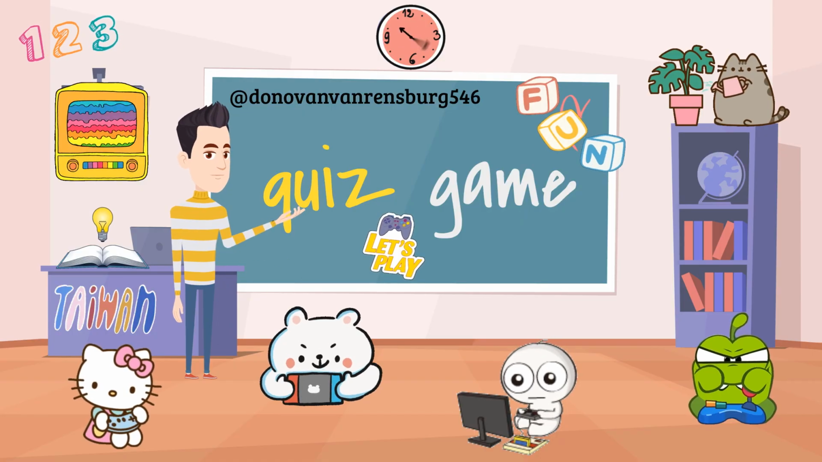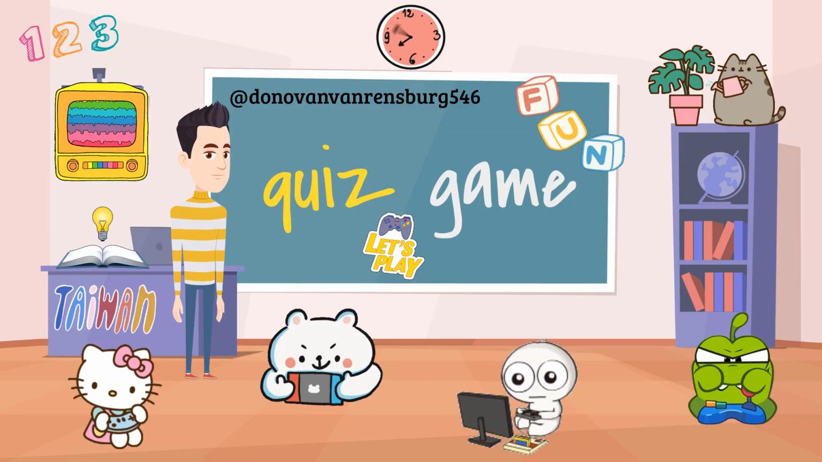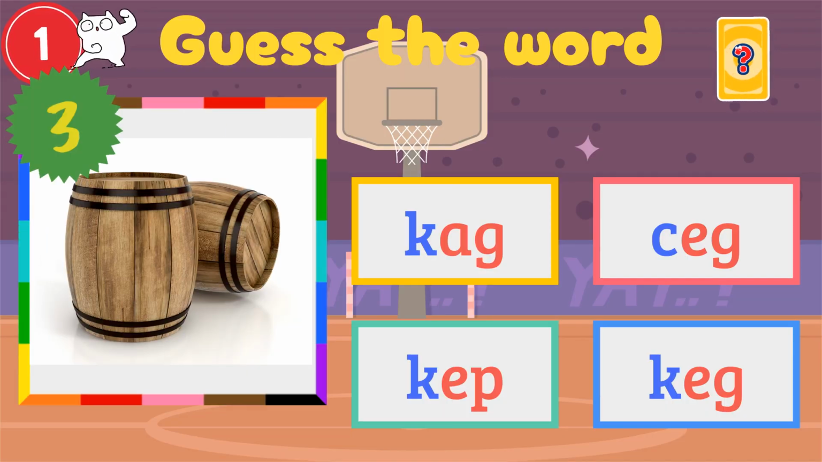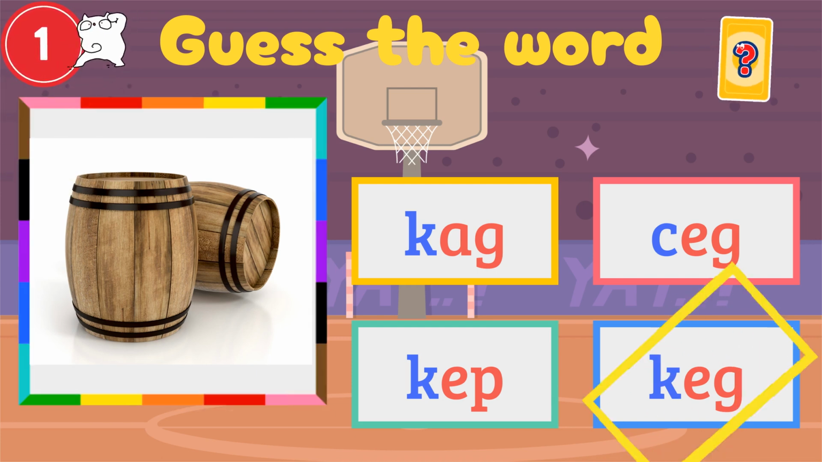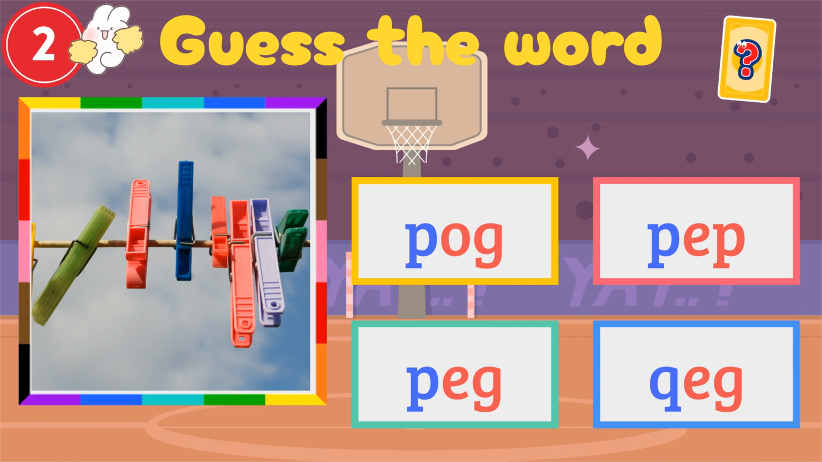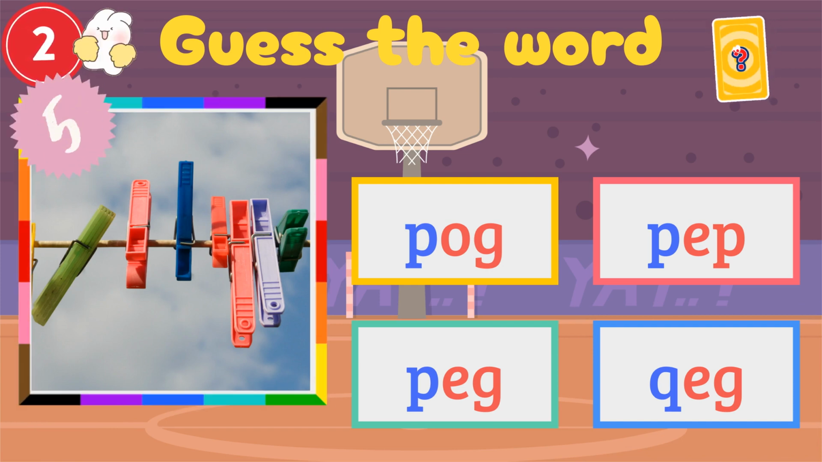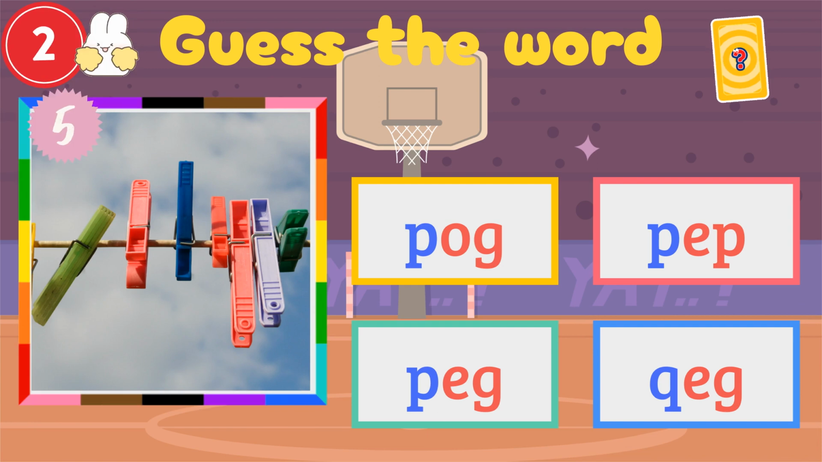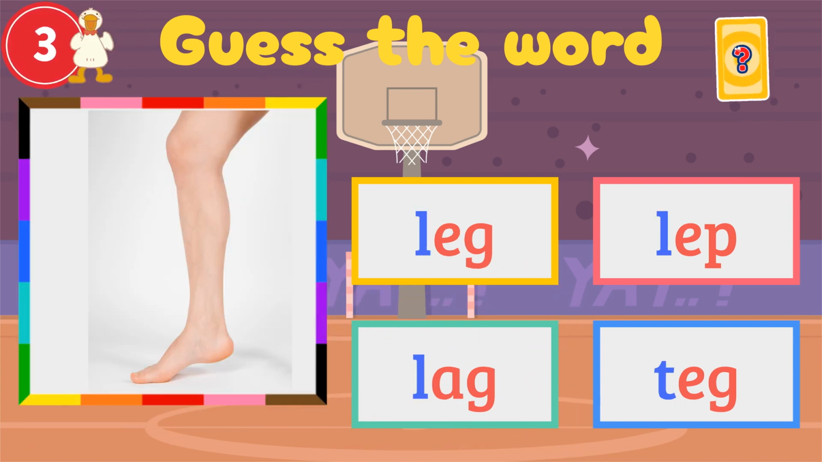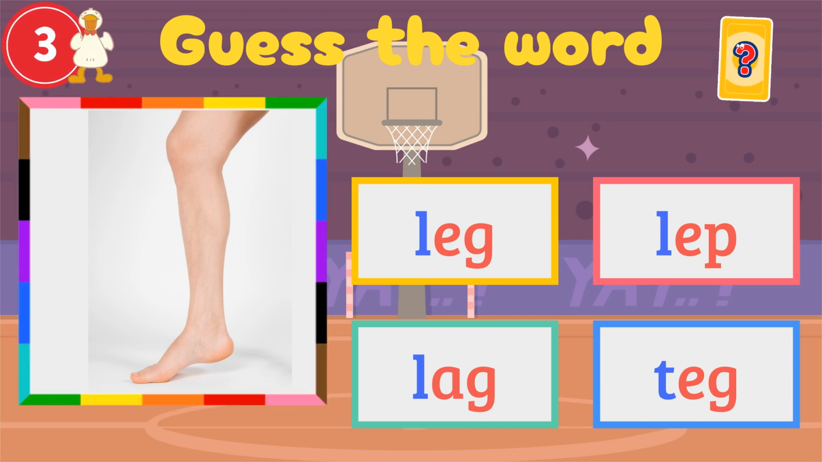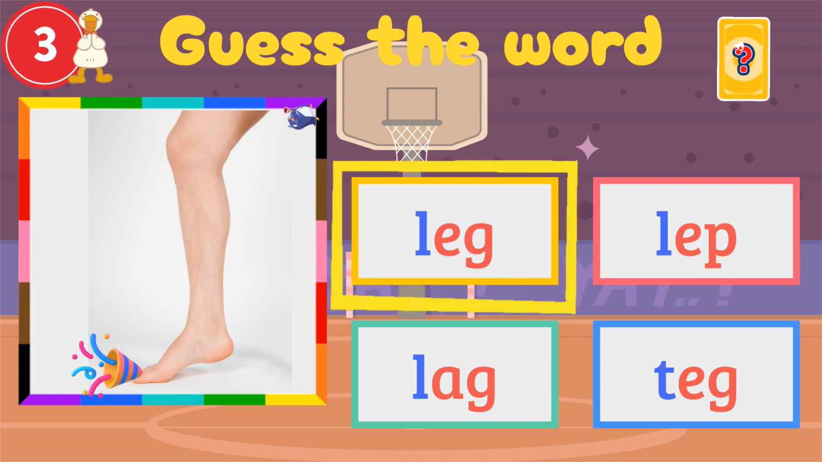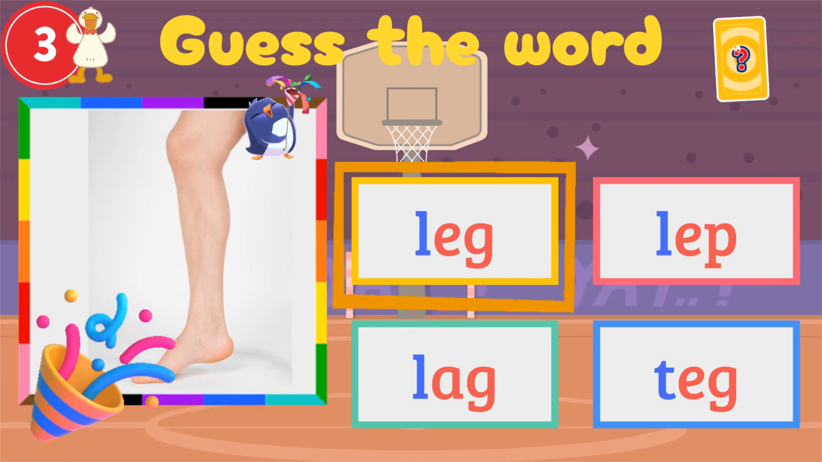It's time for a quiz game. Can you say the word? Look at the picture, tap the right answer, and say the word. Keg, keg. Again, tap the answer and say the word. Peg, peg. Last one. Tap the answer and say the word. Leg, leg.